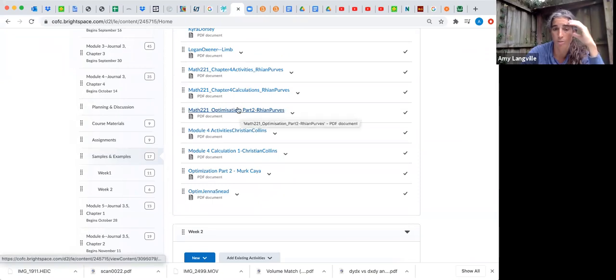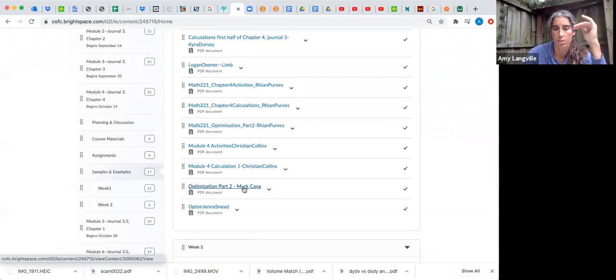I particularly want folks to look at the optimization. Chloe and I both noticed that seemed to be a weak spot for folks. So there were some really good ones. Rian's, Sam's, and Jenna's optimization very clearly laid out what to do. I can promise you there will be at least one, maybe 2 optimization problems on the final exam. So take a look at that.